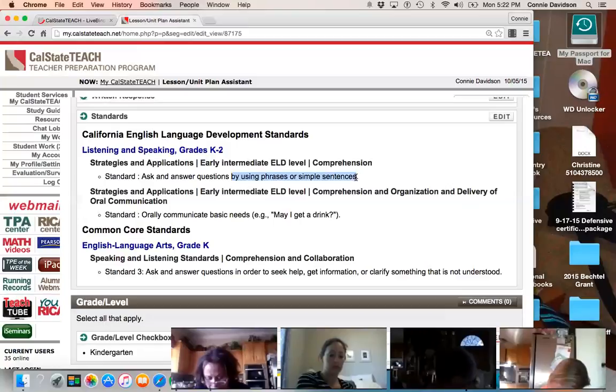And this is the context here, by using phrases or simple sentences. So for this standard, I know that the measurable objectives will be, I'm going to be asking some questions and the kids are going to be answering some questions, or the kids are going to construct questions and the kids are going to answer their own questions. And in this particular case, because it's an English language development standard, this child only has to use simple phrases and sentences, period, because that's their ELD level.